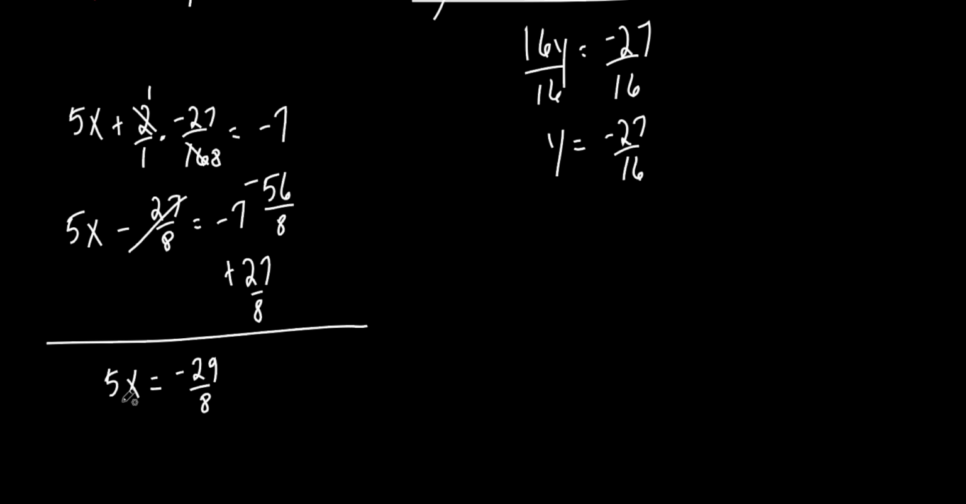Divide by 5. But again, instead of dividing, since it's a fraction, what am I going to do? Multiply it by 1 over 5. X equals. What are we going to do here? Did I do that right? I messed up somewhere.